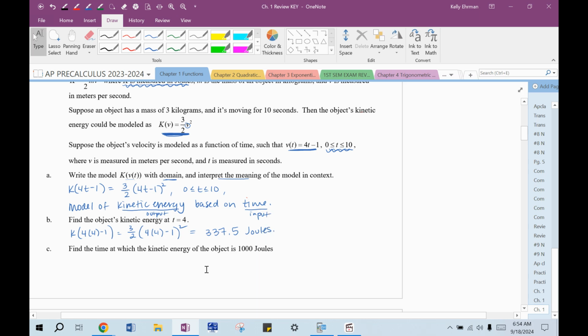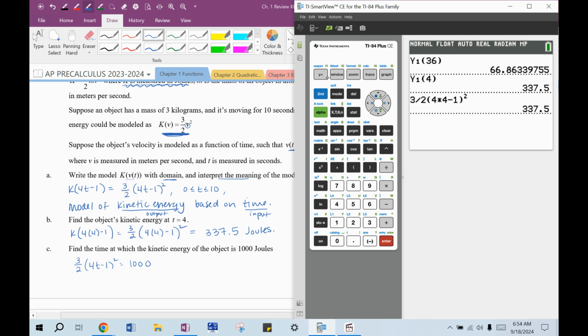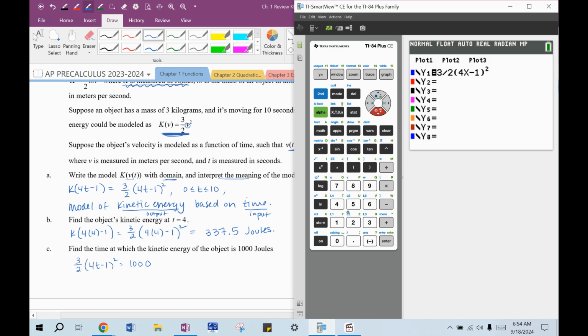All right, now I do need my calculator for the next part. Again, maybe not necessarily. You probably could solve this algebraically. But what you're saying is, when is 3 over 2 times 4t minus 1 squared equal to 1,000? I could do the algebra. Multiply by 2/3, square root, add 1, divide by 4, done. But why don't I just do this? Put 1,000 down here. Because what if I mess up algebraically?